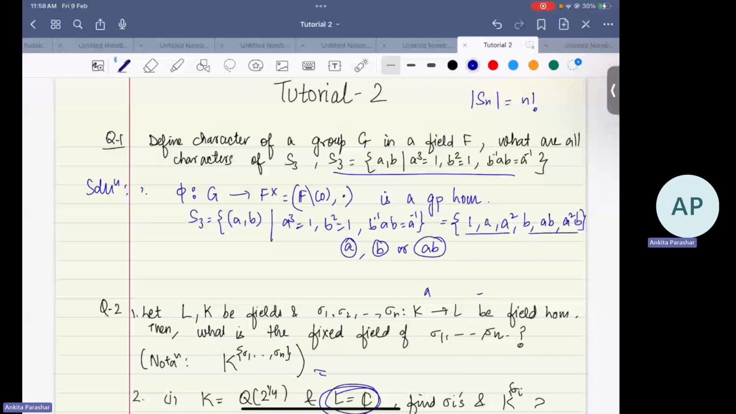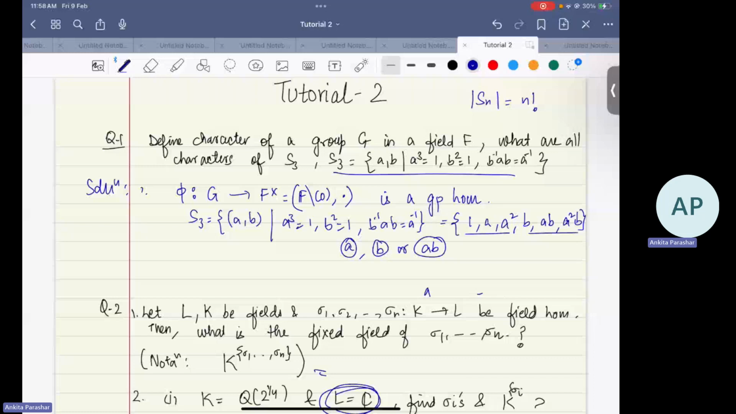However, 2 power 3 by 4 is nothing but 2 power 1 by 4 whole cubed. Now, if sigma 2 takes 2 power 1 by 4 to minus 2 power 1 by 4, then its cube will be the negative of 2 power 3 by 4. You can see, right? We want to set this the same as sigma 1 alpha, but sigma 1 alpha is just alpha itself: A0, A1 times 2 power 1 by 4, A2 times 2 power 1 by 2, A3 times 2 power 3 by 4.